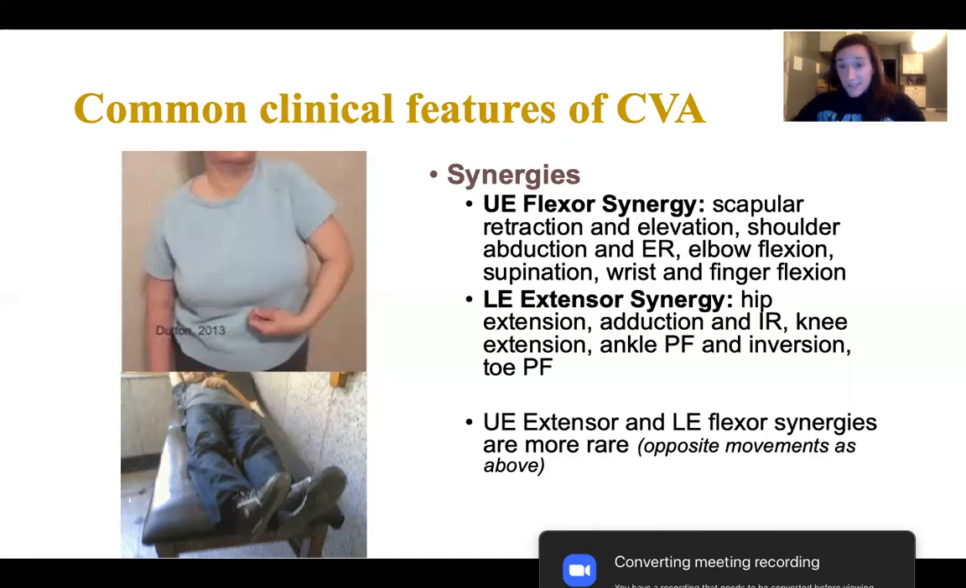With the extensor synergy pattern, when everything is extending, it's really hard for people to get a nice efficient gait cycle going. You can absolutely have flip-flop versions of that. You can have upper extremity extensor synergies, lower extremity flexors. They're just much less common. To figure out what those look like, take all of those movements and flop them, and that is what you will get. Possible, much less common.